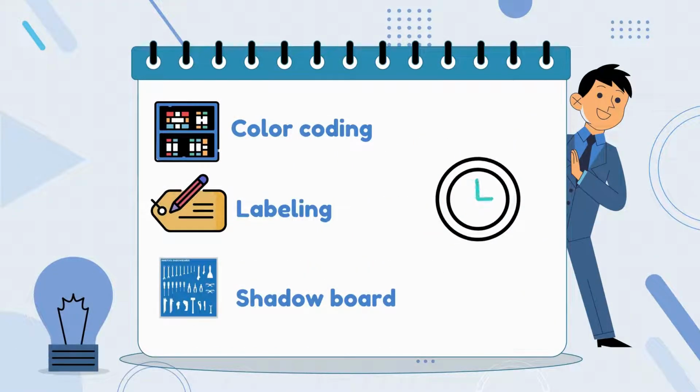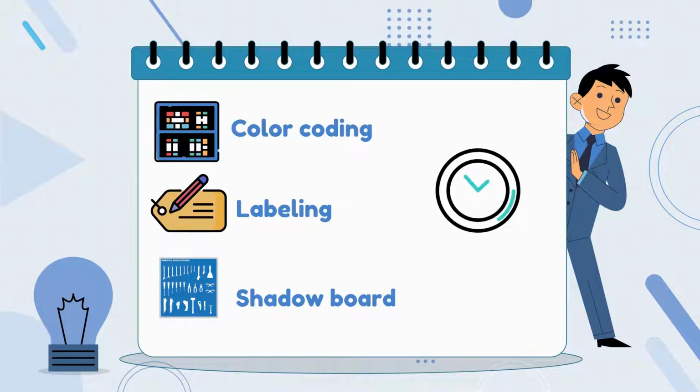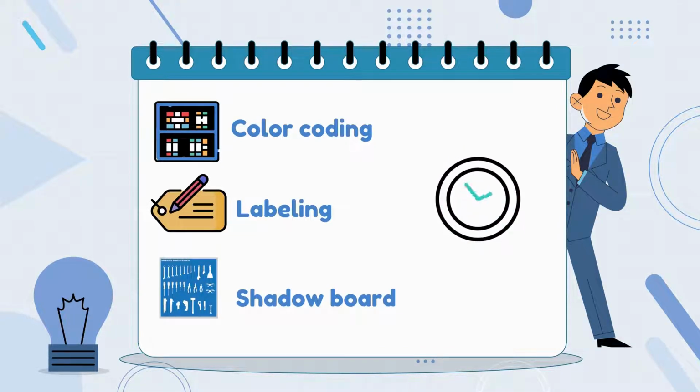Visual controls such as material color coding, labels, signboards, and shadow boards help to make it easy to distinguish between normal and abnormal conditions in the workplace. For 5-minute 5S, dedicate a few minutes during the shift where each team participates in a 5S activity.